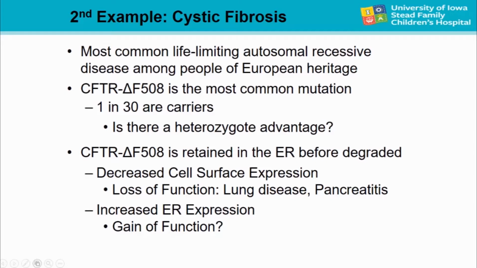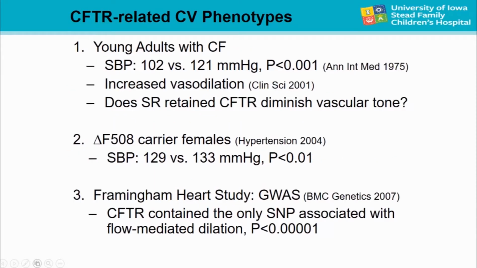Again, once we got looking into the literature a little bit more, it was known for quite some time, back into the 70s really, that young adults with cystic fibrosis tend to have lower blood pressures, but everybody thought it was just because they were hypovolemic or sodium deficient, and that the salt wasting leading to relative hypovolemia was the cause of their relative hypotension. But even as early as 2001, it was known that they had increased vasodilation to sodium nitroprusside. And again, the question was whether retained CFTR could be decreasing vascular tone.